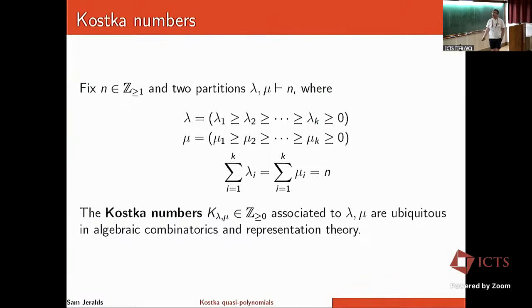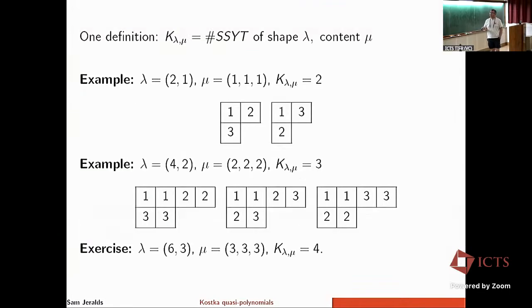And these things appear everywhere in algebraic combinatorics and representation theory. They pop up, for example, in the representation theory of GL_N, which we will use that perspective later on. But if you like symmetric group representations, these are how you decompose permutation modules into irreducible Specht modules, at least in characteristic 0. Among others, right? These pop up all over the place. So one way of defining them is to take the number of semi-standard Young tableaux of shape lambda and content mu. By content, I just mean put in that many copies of each number.